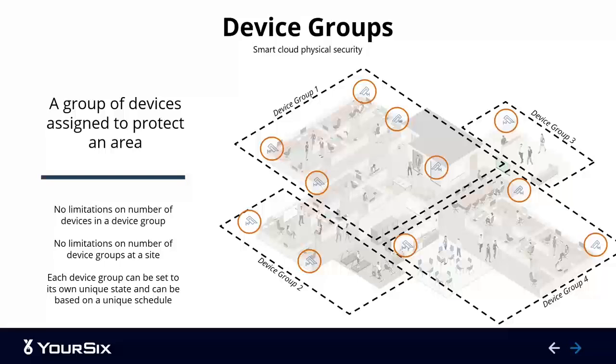A few important notes. First, there is no limitation on the number of devices in a device group. You could have 1 or 50. Second, there are no limitations on the number of device groups at a site. Lastly, each device group can be set to its own unique state, which we will cover in a minute. Additionally, each device group can have its own unique schedule, which is set up through the notifications.